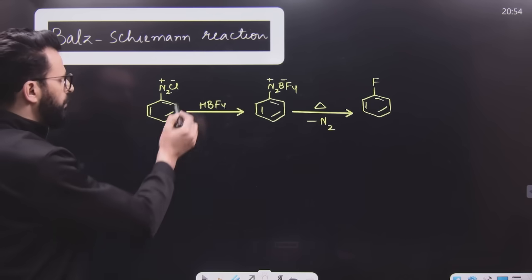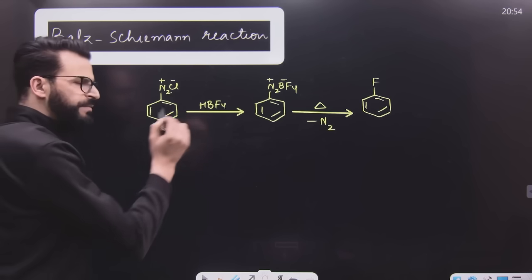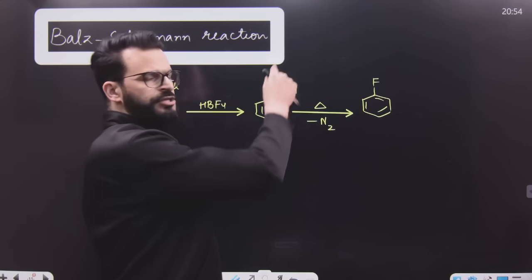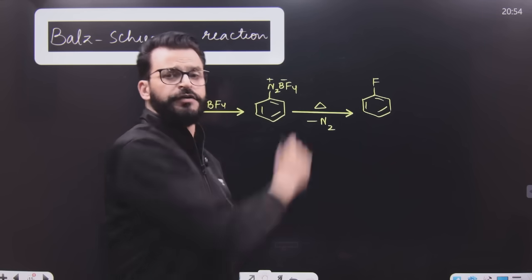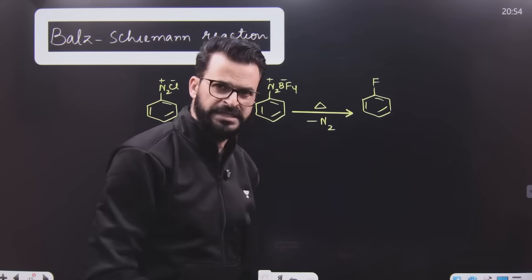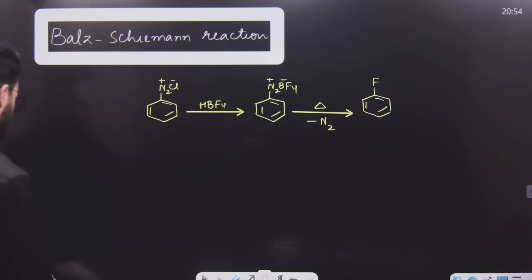After that, whenever you are having benzene diazonium chloride on treatment with HBF4, it results in the formation of benzene diazonium tetrafluoroborate, which upon heating gives us fluorobenzene. This reaction is known as Balz-Schiemann reaction.